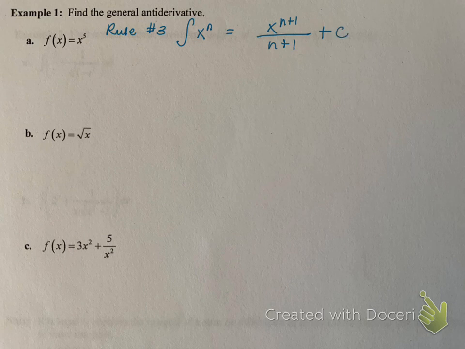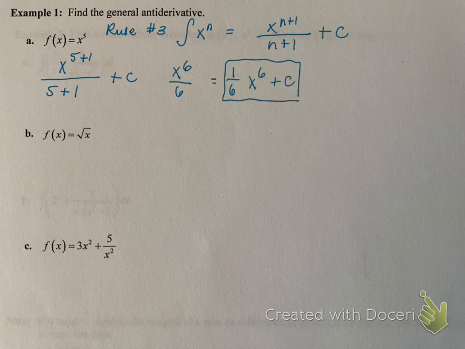So let's see how this works. You have x to the 5th. So I'm going to add 1 to the power, and then I'm going to take that power and add 1 to it in the denominator. And then I'm going to have plus c. So this becomes x to the 6th all over 6, or we can write this out as 1/6 x to the 6th plus c. This is our answer.